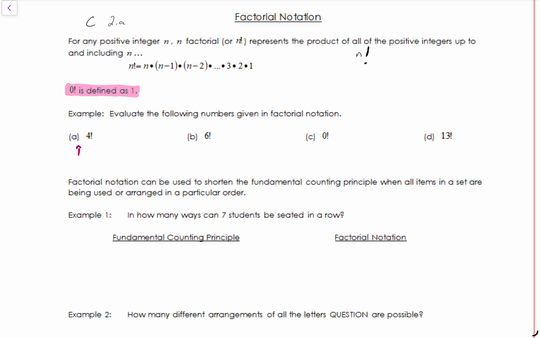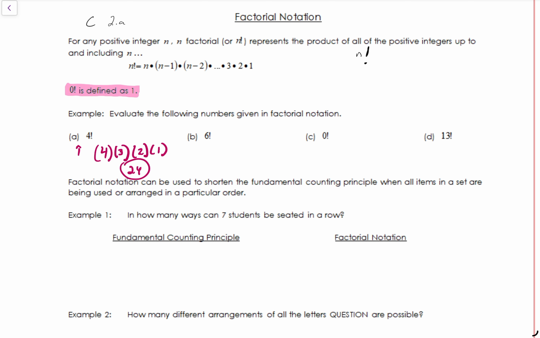4 factorial. Now, what does 4 factorial mean? It means that you start at 4 and you multiply by the integer that is 1 less, which is 3, and then you multiply by 2, and then you multiply by 1. So 4 factorial, I believe 4 times 3 is 12, times 2 is 24. So 4 factorial is 24.